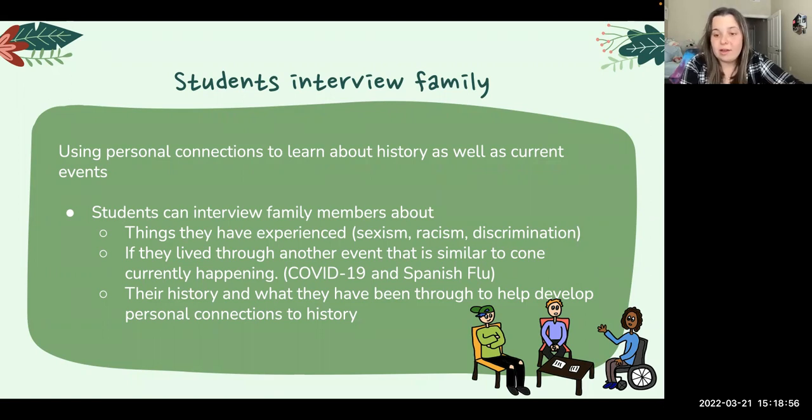Spanish flu or anything else that is similar to what they're going through now, as well as interviewing family members about their history and what they've been through to help develop personal connections to history, such as making a timeline and seeing what historical events their family members were alive for to grow those personal connections. Instead of just knowing about an event, they can connect it to themselves to better remember and understand the event.